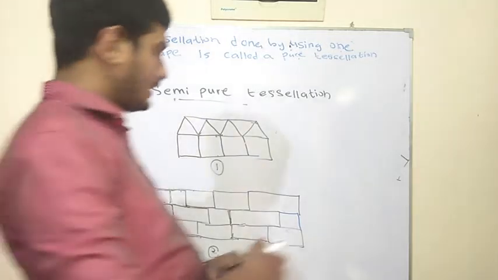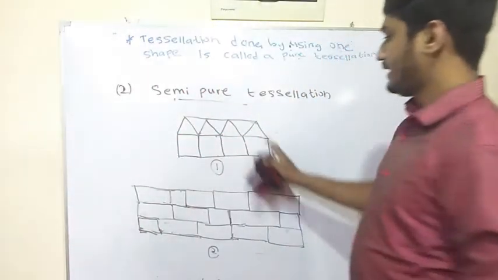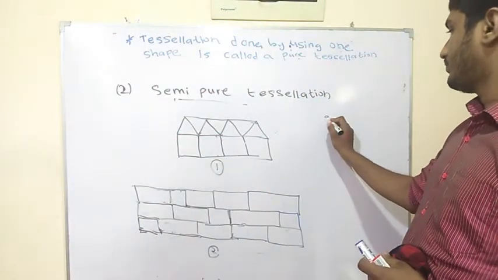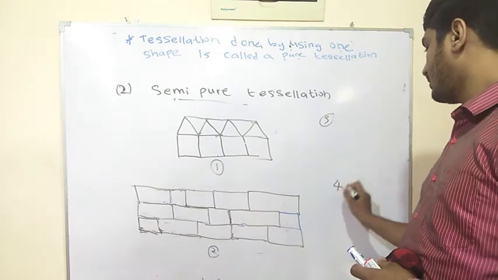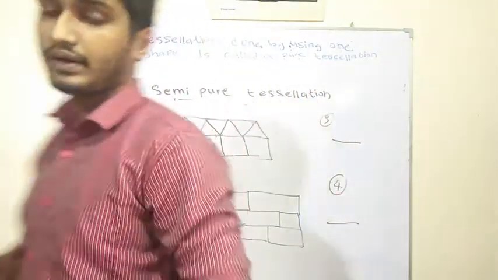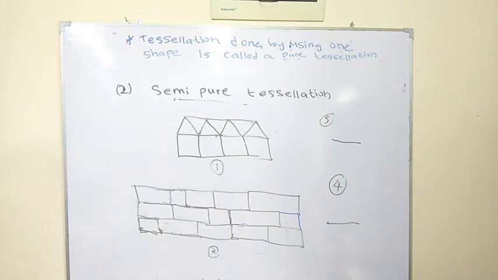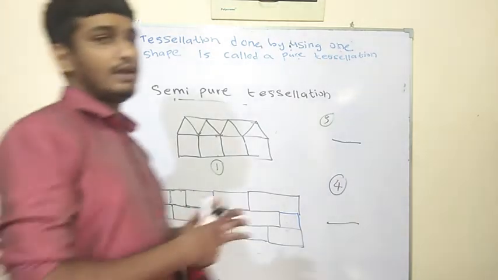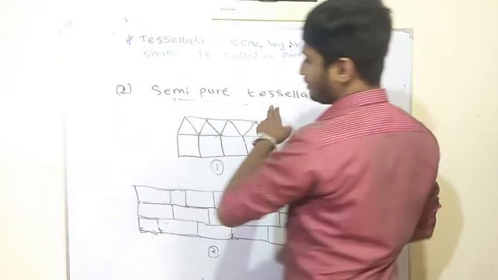Now you have to draw number 3 and number 4 alone. Here I have used 2 shapes. You can draw a figure with 2 or 3 shapes. You have to complete number 3 and number 4 alone. More than one shape must be there. The topic is semi-pure tessellation.